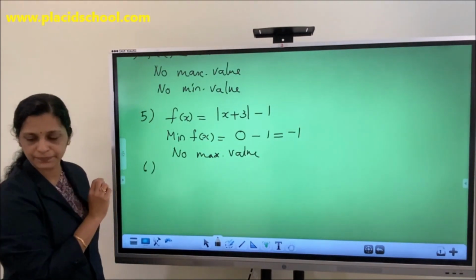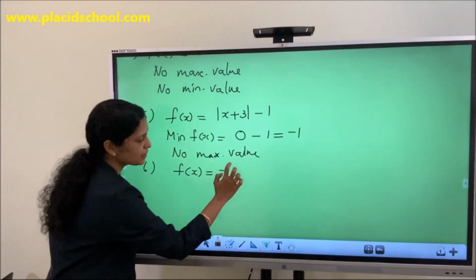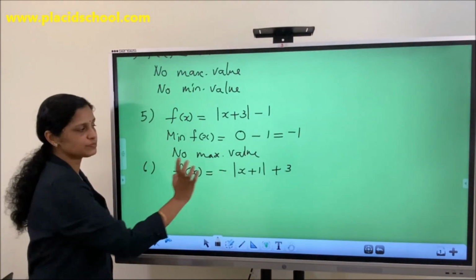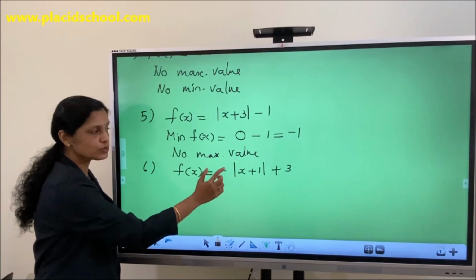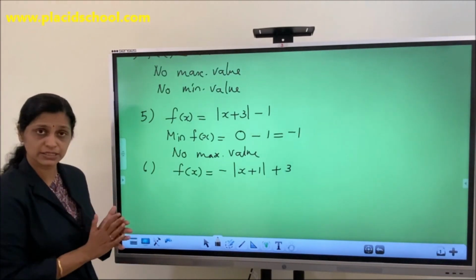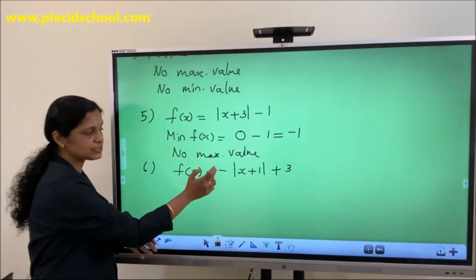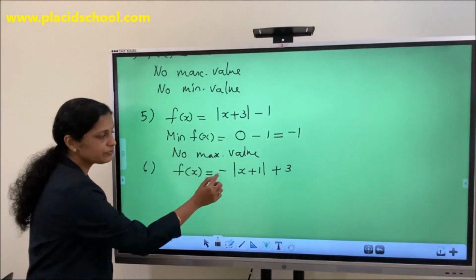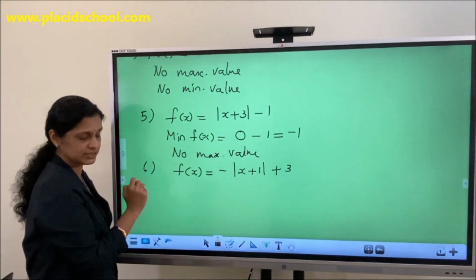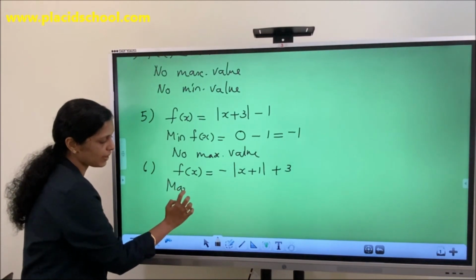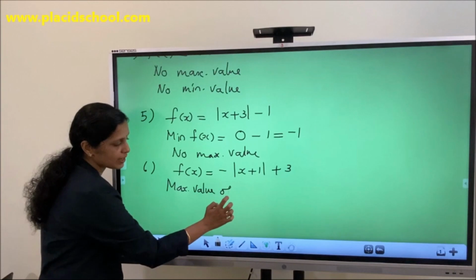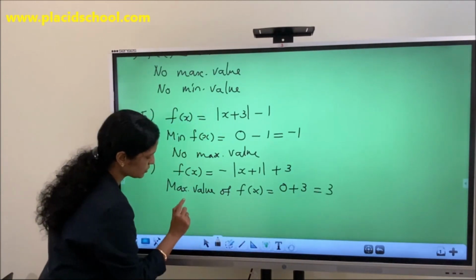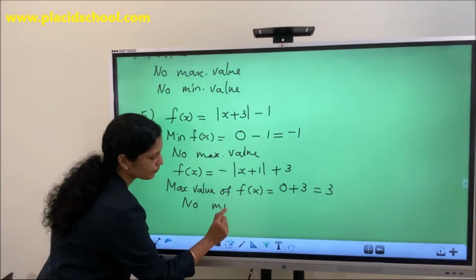Then question number 6: f(x) = −|x + 1| + 3. Look, here also the same thing. We know that modulus is always 0 or positive. But because of the presence of this minus symbol, it is either 0 or a negative quantity. Therefore, 0 is the maximum value of the first term. Therefore, for f(x), only a maximum value exists, which is 0 + 3 = 3, and no minimum value.